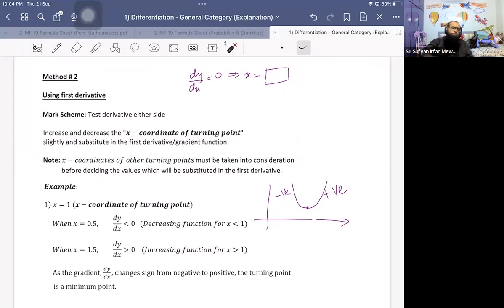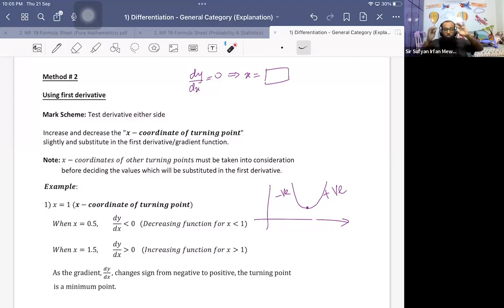In the marking scheme, usually it says test derivative either side. What does this mean? The statement usually tells us that we have to test either of the sides, either before the turning point or after the turning point. But I've seen in the marking schemes where we have to test both the sides. So we have to be very safe. I'll teach you to test both the sides. Do not take any kind of risk. We have to test both the sides.